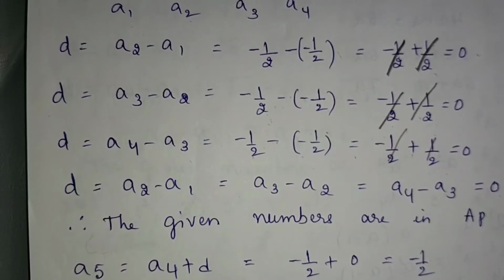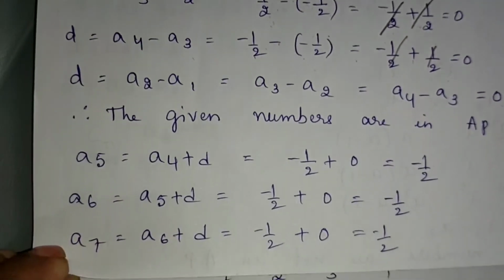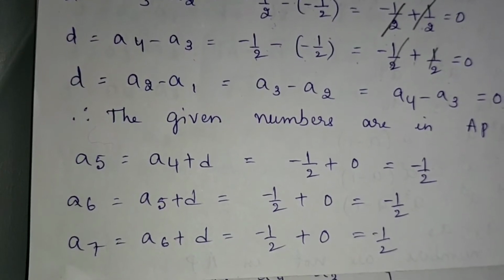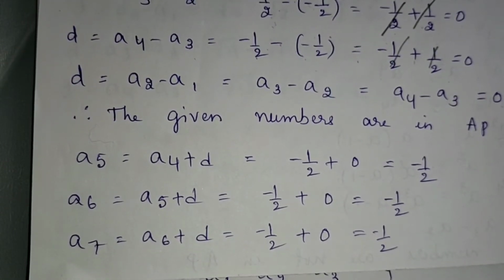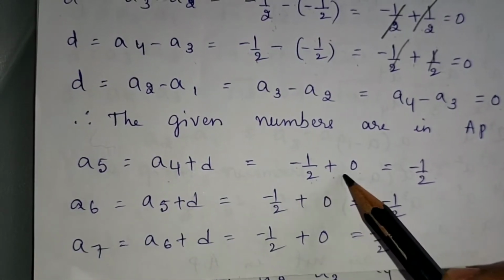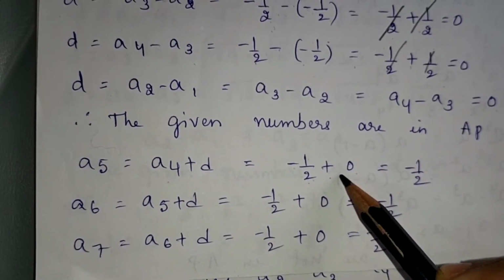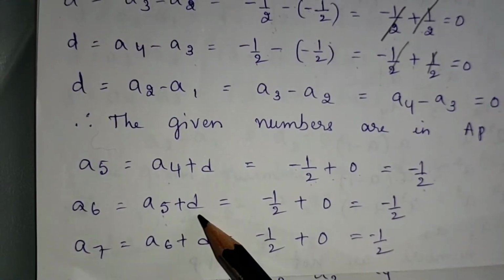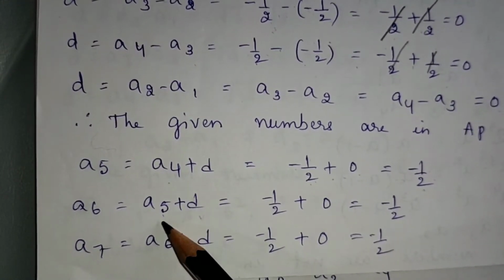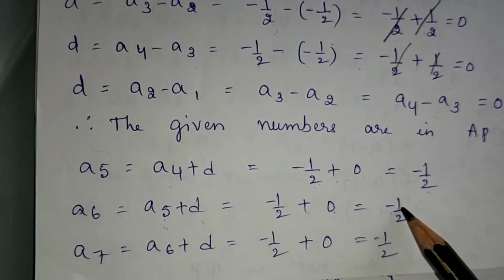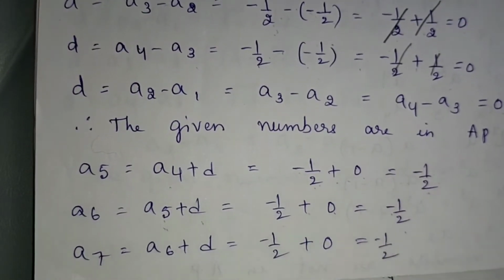The next thing is to find out three more terms of the AP, that is the fifth term, sixth term and the seventh term. The fourth term was minus 1 by 2. Add common difference 0 to it. You will get again minus 1 by 2. Add the common difference to the fifth term, that is minus 1 by 2 plus 0. Again you will get minus 1 by 2.